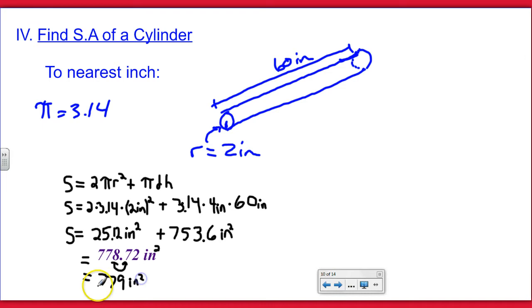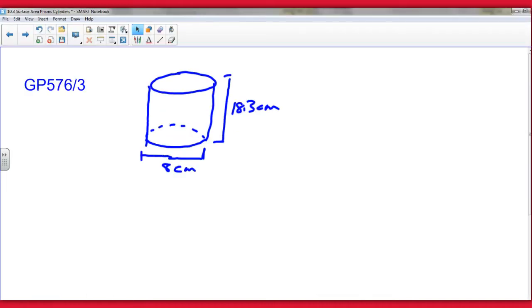Very good. Now, once again, pause the video and give this one a try. See if you can find the surface area of this new cylinder. Come back and we'll walk through it together.